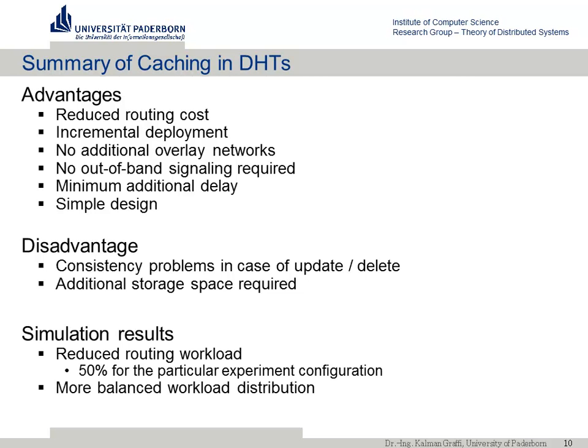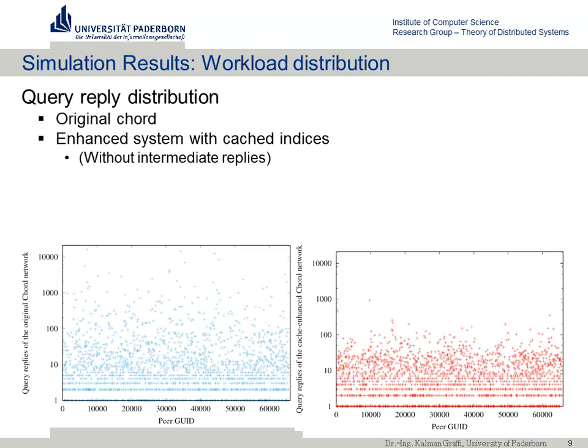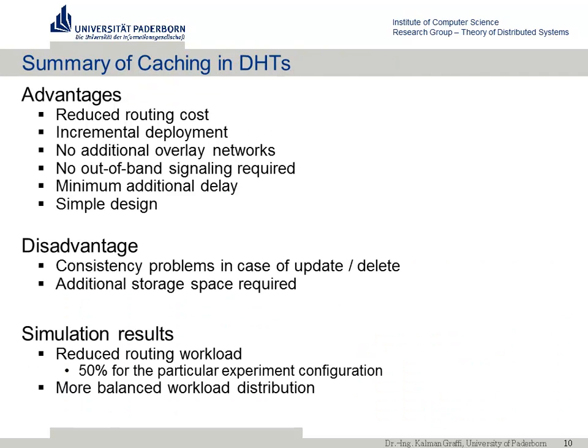Yeah, and the simulation showed that you can reduce the workload, so up to 50% of the traffic overhead can be saved, and the workload distribution is more balanced. You have fewer peers which are responsible for too many answers. In that area with a very high number of replies, you don't have any peers anymore, which you had in that other graphic. They are all responsible and replying to fewer nodes, so they all have less load. Okay, so those are some words on caching.